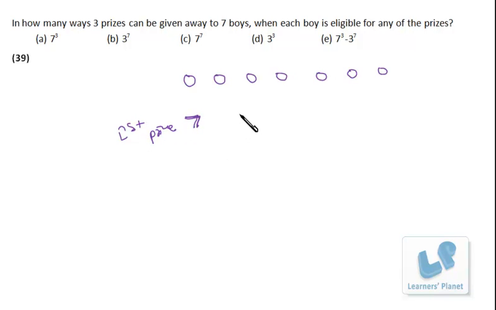Similarly, for the second prize, I have 7 choices, and for the third prize, I have 7 choices, because any boy can get any number of prizes, and all the events are happening simultaneously because we are having 3 prizes. So in all, there are 7 raised to 3 ways to distribute the prizes in this given manner. Okay, I hope you are getting me.